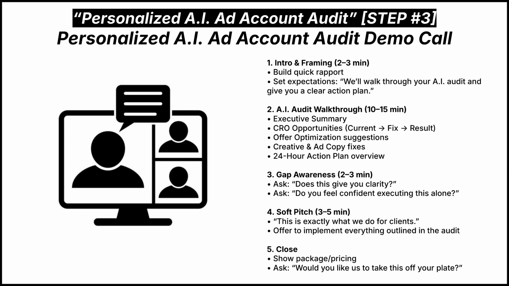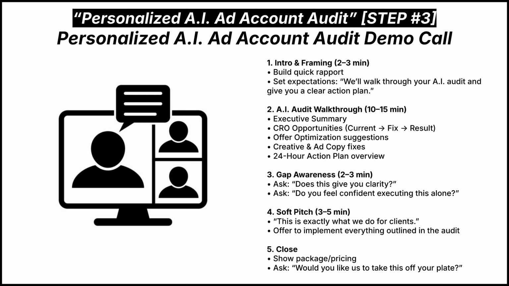So to start off, just like any sales call, we have the intro and framing. So you're going to build some quick rapport, set the expectations of the call. So we're going to walk you through your AI audit and give you a clear action plan. Number two, now we're going to walk them through the exact AI audit once they connect their Facebook ad account with the executive summary, the CRO opportunities for their specific ad account, the offer optimization suggestions, their creative and ad copy fixes, and then finally the 24-hour action plan.